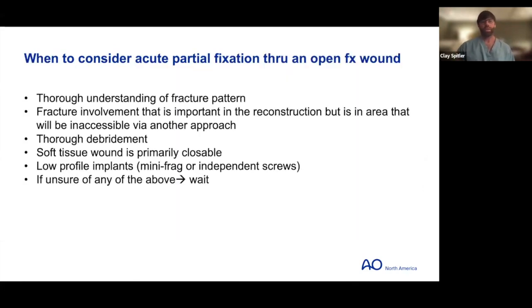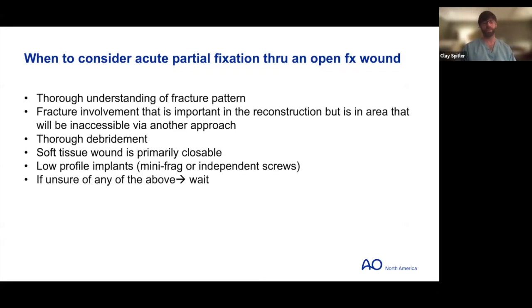I think when I want to choose to fix part of the fracture through the open wound, I have to understand the fracture because you don't want to do something that you have to come back and undo, right? That defeats the whole purpose. If the portion of the fracture that's really important for the reconstruction is only going to be accessible through that open wound, then that's when I think it's probably the most important to do that.